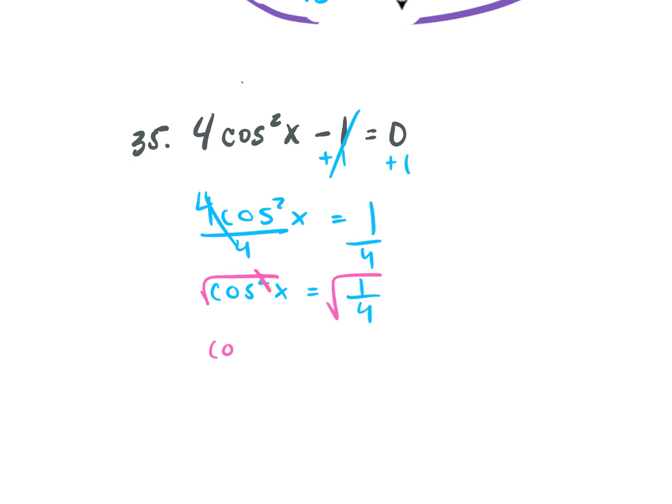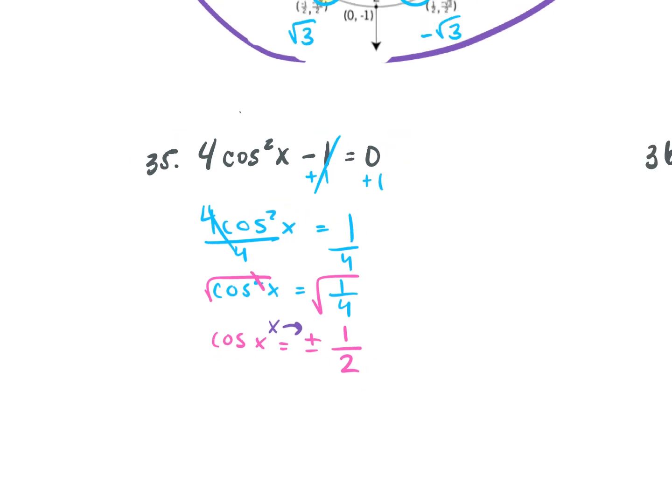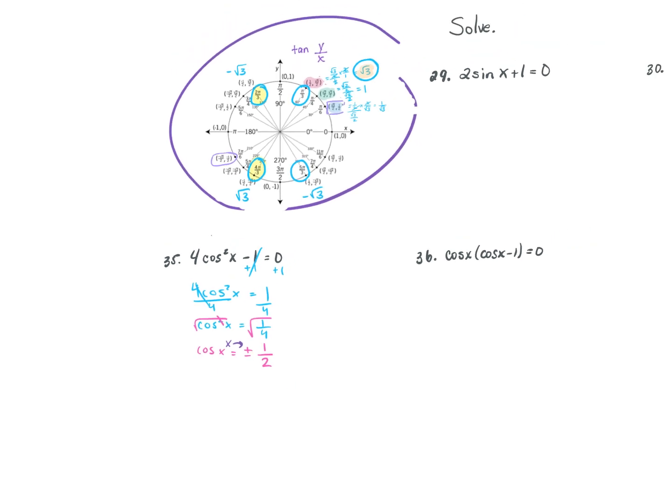So it cancels. We have cosine x is equal to, what do we have to remember to put when we take the square root of both sides? Plus or minus. What's the square root of 1? 1. And what's the square root of 4? 2. So cosine tells us we have to look at what? The x value. We want to see where on the unit circle is our x value either positive 1/2 or negative 1/2.